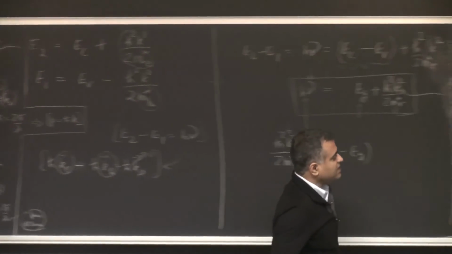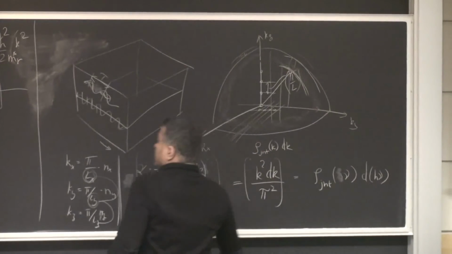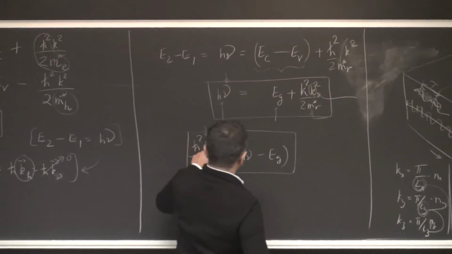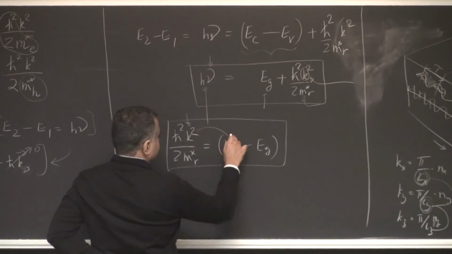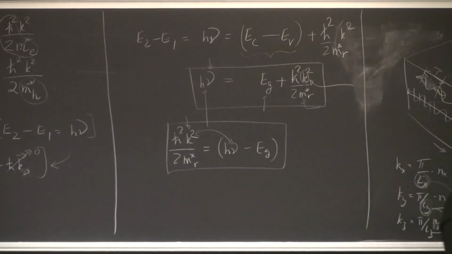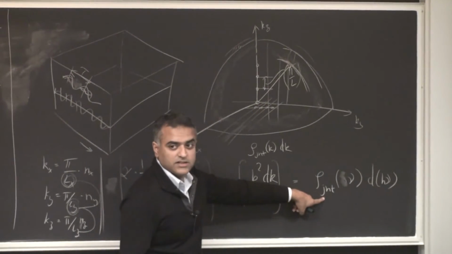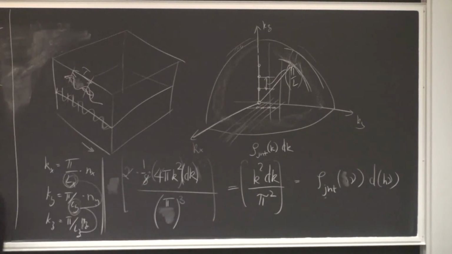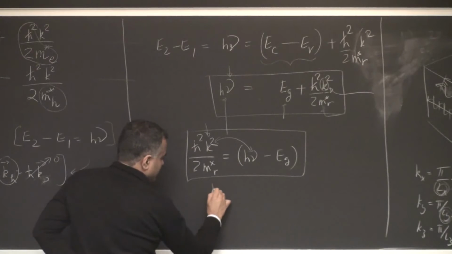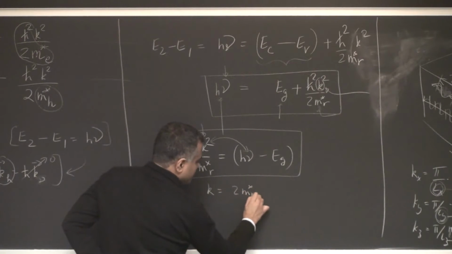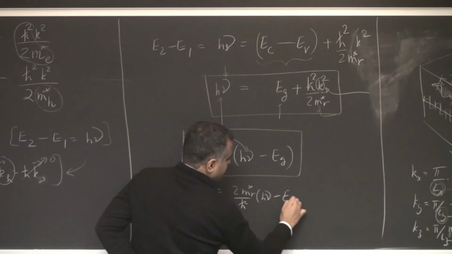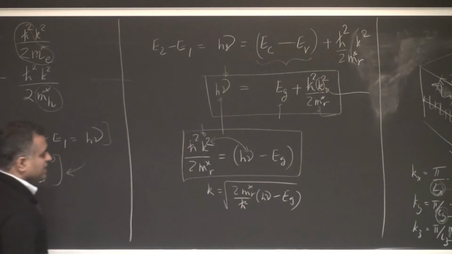So it's this one-to-one correspondence between them. Therefore I can write that, and I'm going to just say here that you have this relationship between k and nu. You can take a derivative, and convert this, and you can find your joint density of states here. So from here, for example, you will get that k is the square root of 2 times the reduced effective mass over h squared.